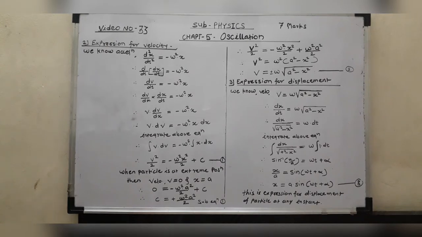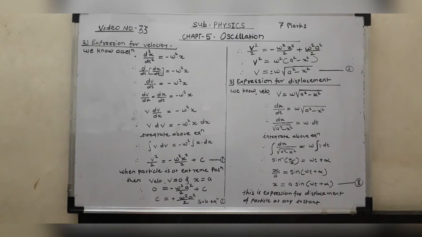Now we have to see chapter number 5, oscillation. In the previous lecture we saw the differential equation of linear SHM, that is m d2x upon dt square plus kx is equal to 0, and also found the expression for acceleration, that is minus omega square x. This is very simple.